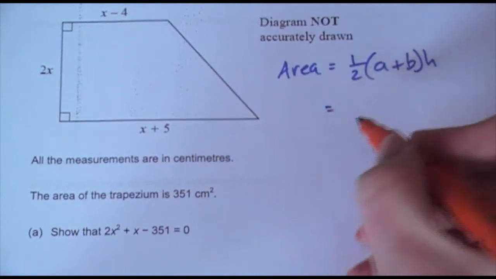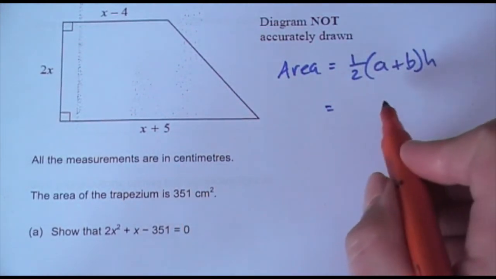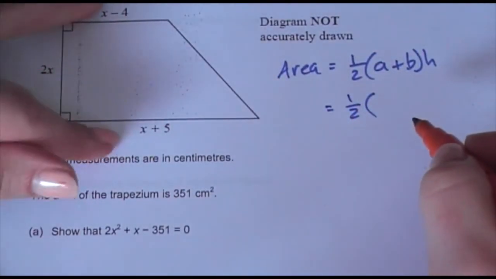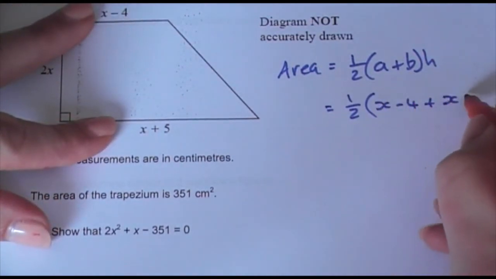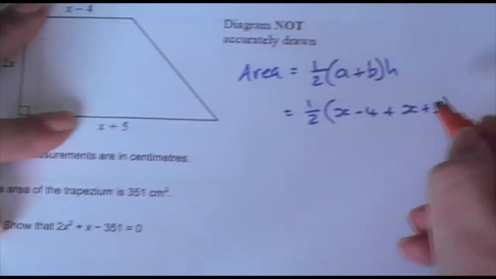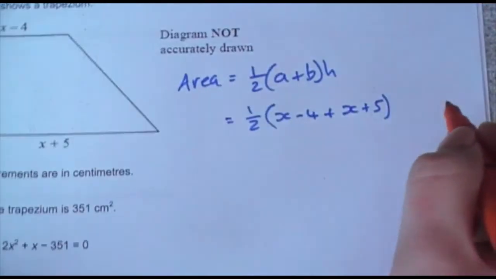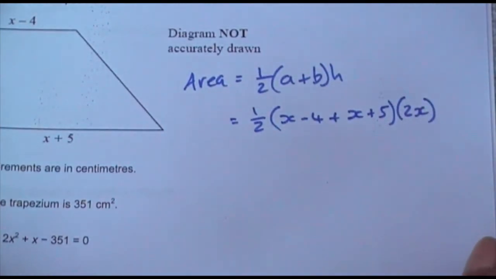And I'm going to write it out with my numbers substituted in, and I'm not going to worry about the area yet, but let's get an expression down there first. So it's half of a plus b, and they do just happen to be horizontal in this. So x minus 4 plus x plus 5, and that's multiplied by h, and the h is here, 2x. Now because I am substituting in instead of a h, I am going to put it in a bracket. Alright, so I end up with half of x minus 4 plus x plus 5 times by 2x.